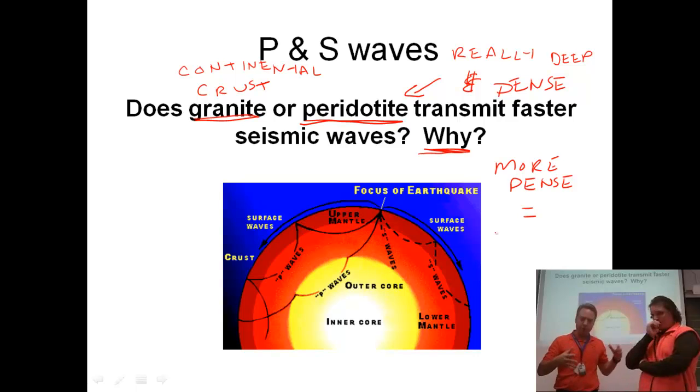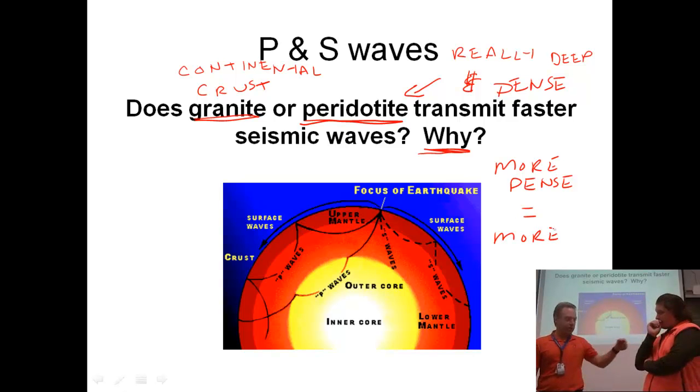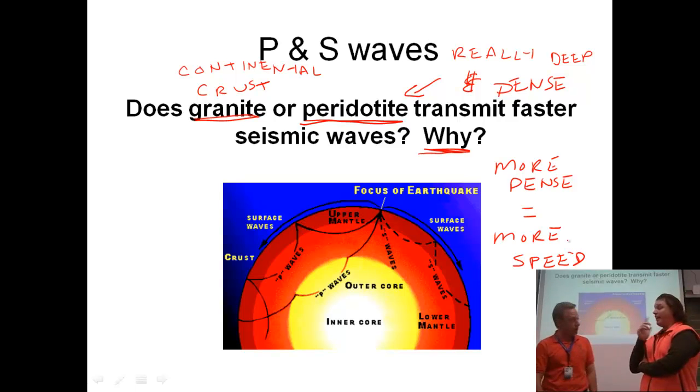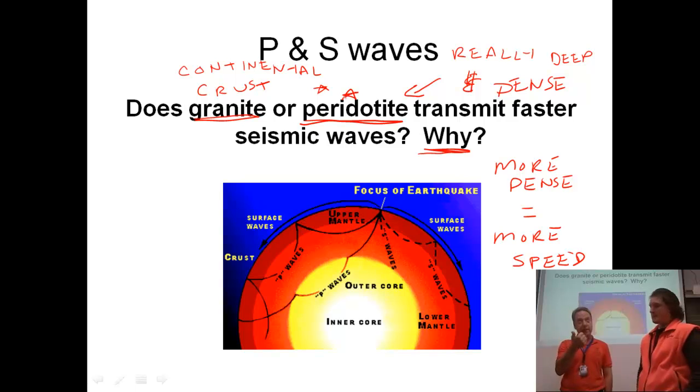So if the particles are further apart, it's kind of like that game Pass It On. It takes longer to pass it on when you're further away. But if you're closer, you can pass it on a lot quicker. Yeah, that's right. The closer the particles are together, the faster it can move. Yeah, that makes a lot of sense. Okay, so they should think about phase and density when they answer this question. Yeah, definitely.